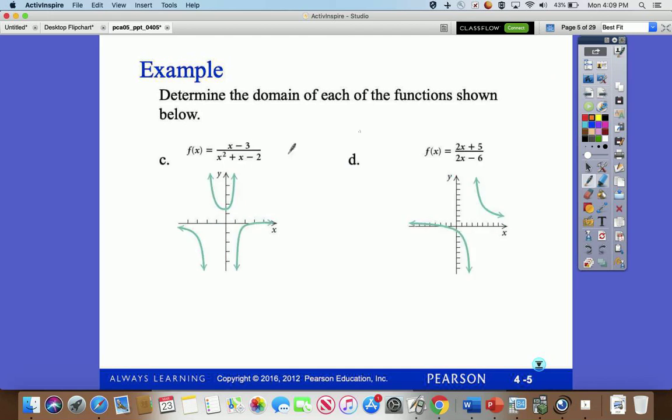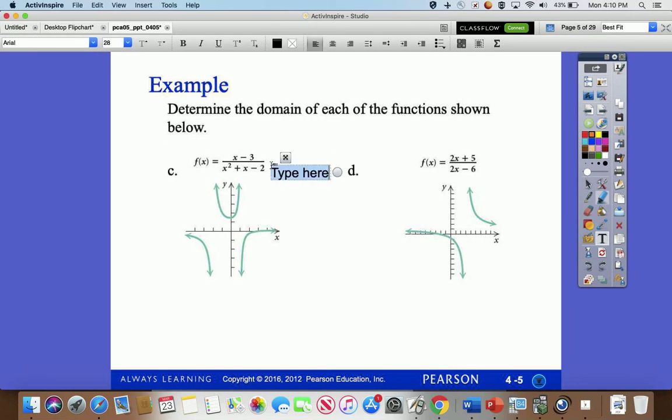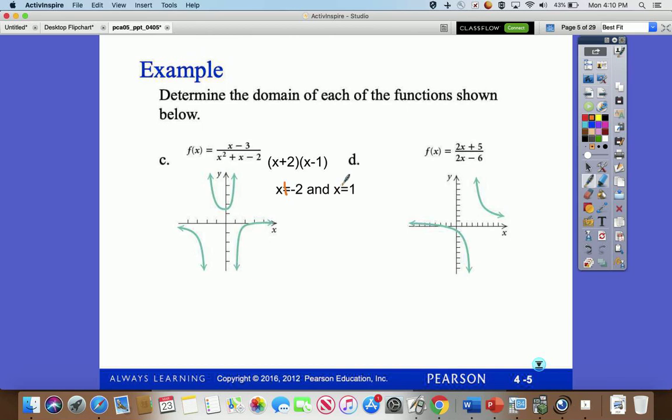A few more examples. Here, you're going to have to factor this denominator first, and I'm going to try typing it. That might look better. So when I factor this denominator, I have what multiplies to negative 2 and adds to positive 1. So x plus 2, x minus 1. So what would the zeros of that be? We would say x equals negative 2 and x equals 1, the opposites. But because they're in the denominator, x can't be negative 2 and x can't be 1. So we would have a vertical asymptote at negative 2 and a vertical asymptote at 1. I think I said negative 1, but I meant positive 1.